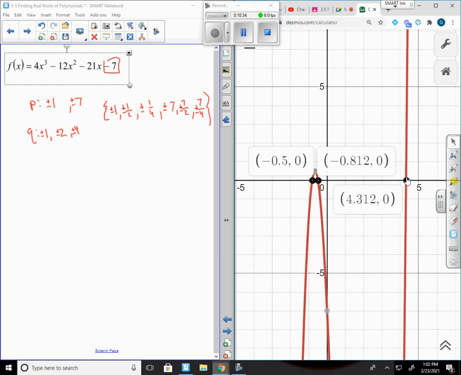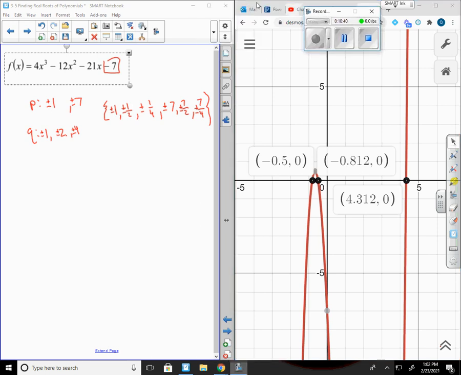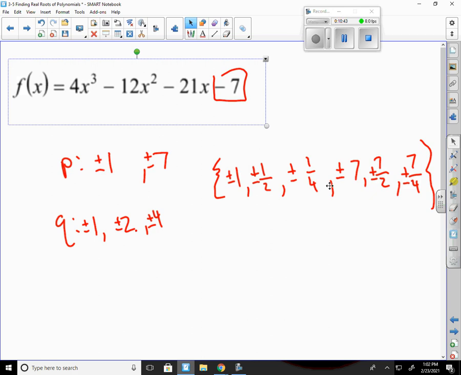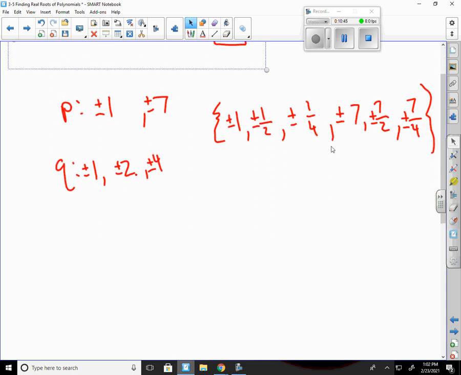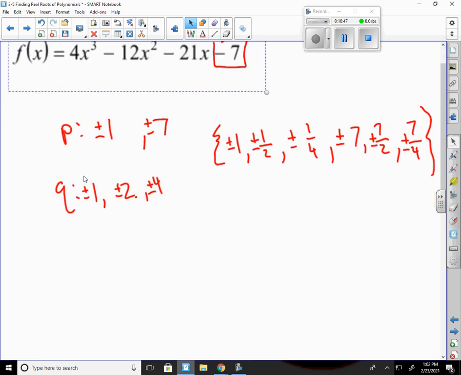Once I find one root, it's going to help me find the rest. So I'm going to go with negative 0.5, especially because we're only to the third power, which means I'll be able to use quadratic for the rest of them. So, do negative 0.5, and it's 4, negative 12, minus 21, and minus 7.